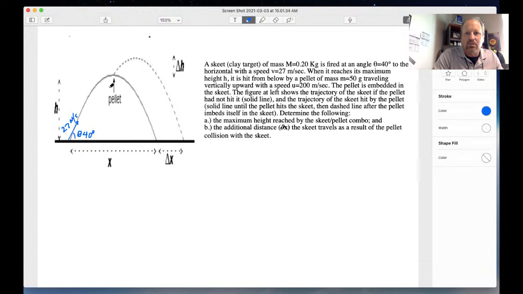Okay, so when it reaches the maximum height, it's hit from below by a pellet with a mass of 50 grams, traveling vertically upward with a speed of 200 meters per second. What I said is it was fired with a speed v initial of 200 meters per second. And then they collide and the pellet embeds into the skeet. The figure at left shows the trajectory of the skeet. If the pellet had not hit, it would have just continued on this path. And then once it does hit, it just follows the dotted line path.